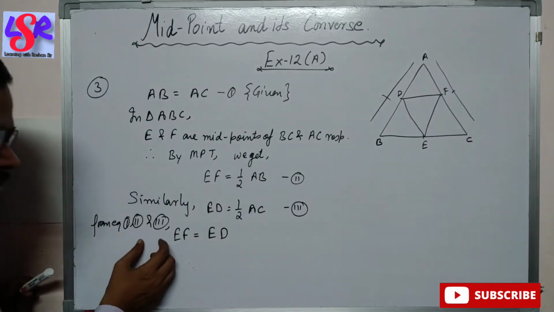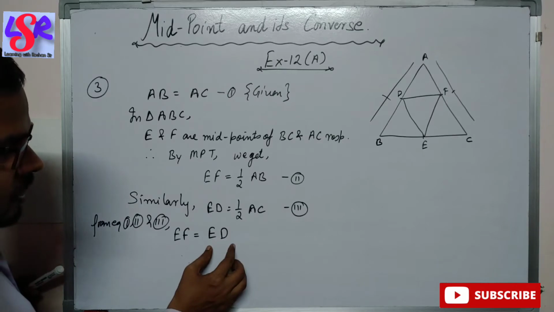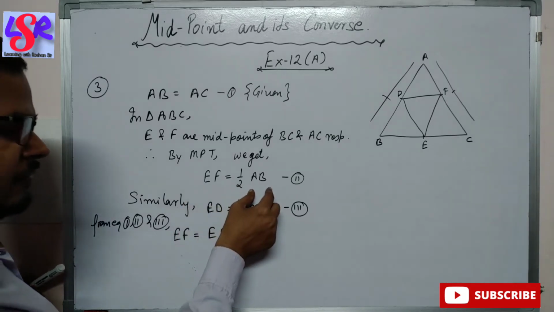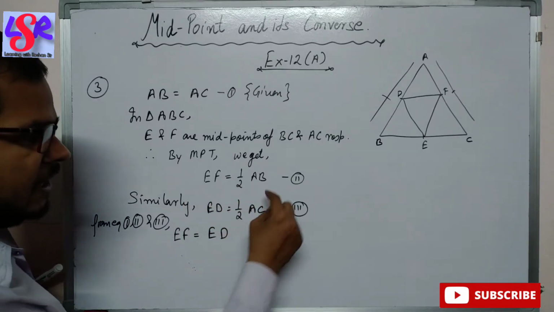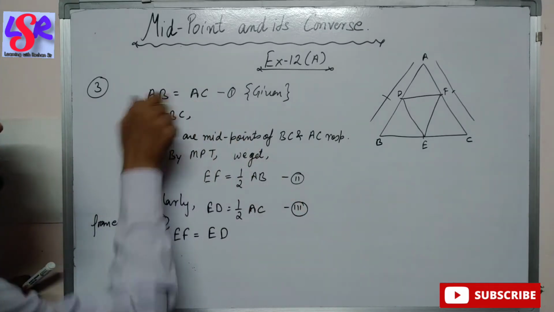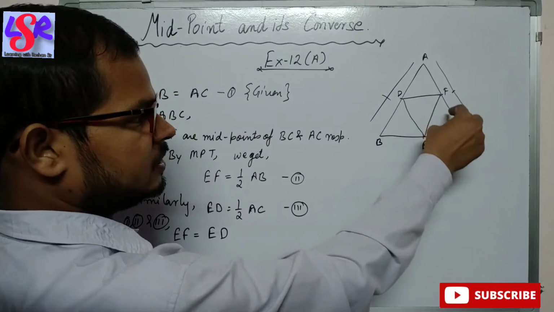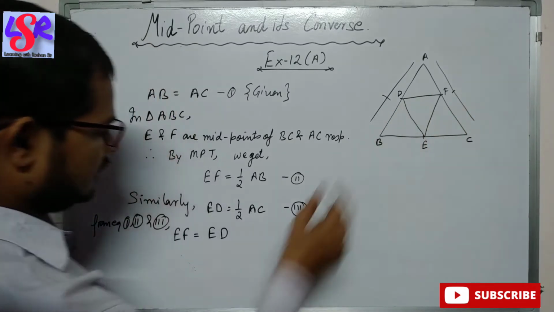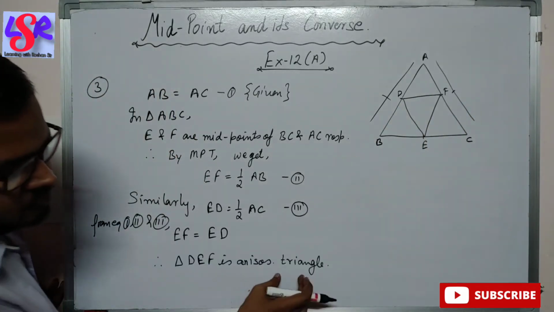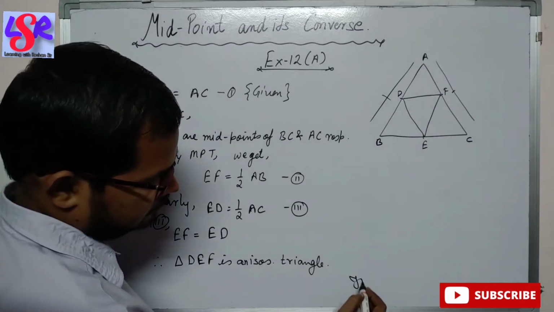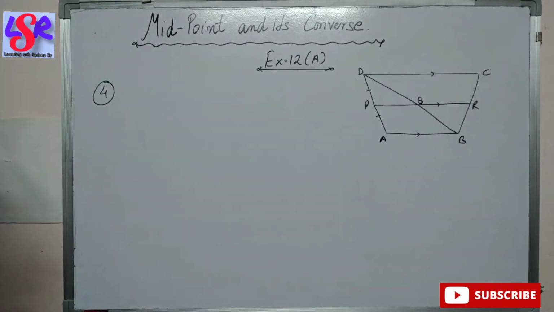So from equations 1, 2 and 3 we get EF equals to ED, as EF equals to half of AB and ED equals to half of AC, and AB and AC are both equal to each other. Now in triangle DEF we have EF equals to ED. Therefore DEF is an isosceles triangle, hence proved. Now let's see question number 4.